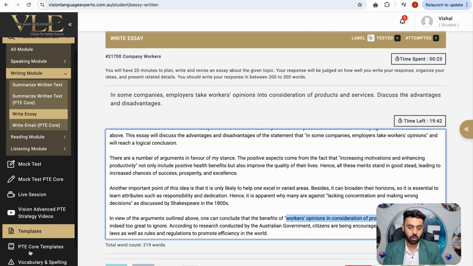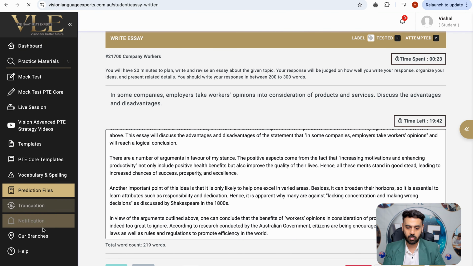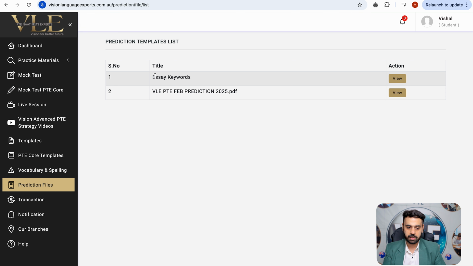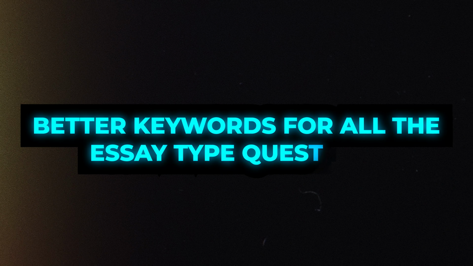Now, if you need a list of specific keywords, you can go to the prediction files folder over here, and you will be able to see the essay keywords file, which can help you to get better keywords for all the essay type questions.